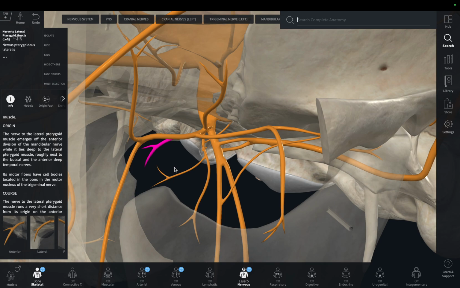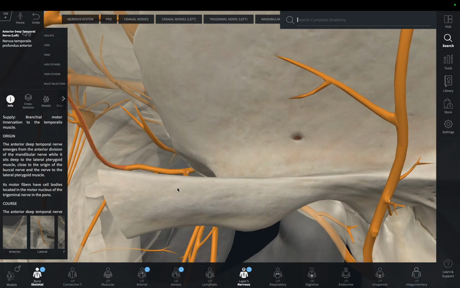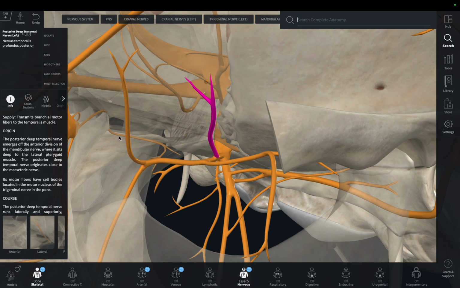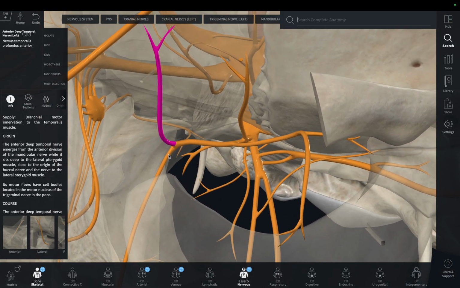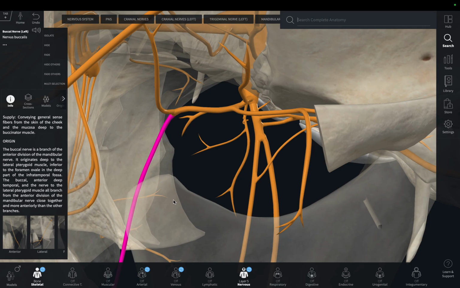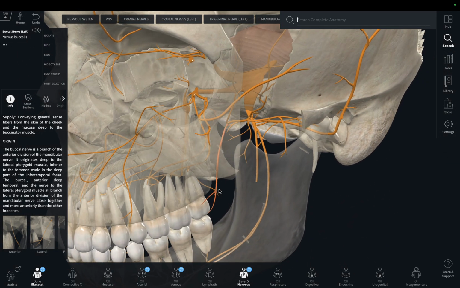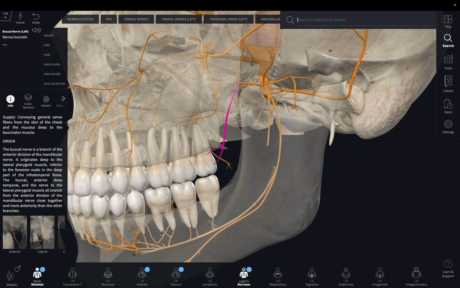This nerve provides motor innervation to the lateral pterygoid muscle, which is located here. This, along with this nerve, both provide motor innervation to the temporalis muscle, anterior and posterior deep temporal nerves. Finally, this is the buccal nerve, or the long buccal nerve, which provides sensation. This is the only sensation of the anterior division. It provides sensation to the mandibular arch for the posterior teeth, to the gum and associated gingiva.